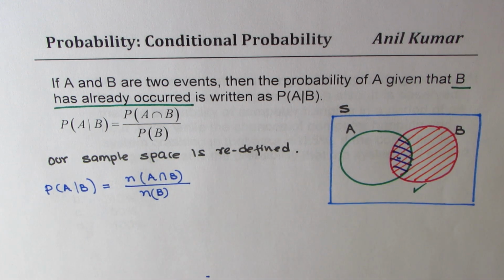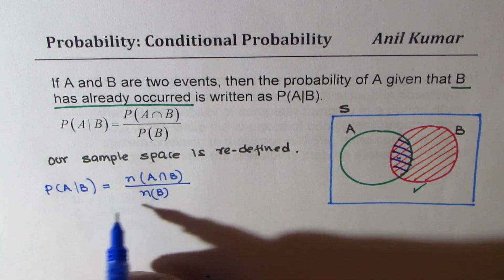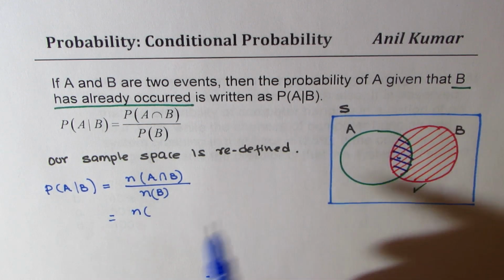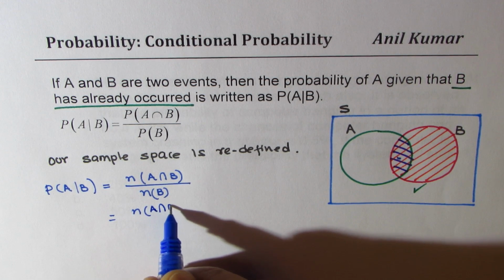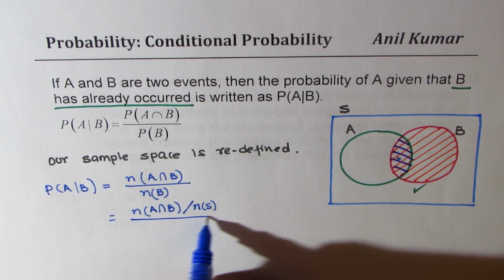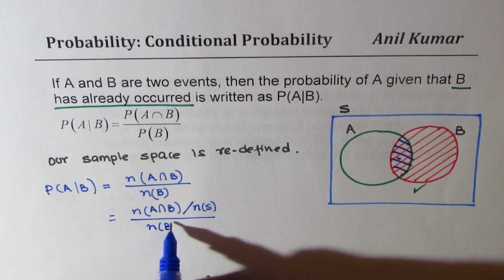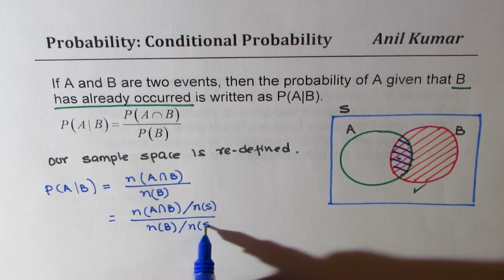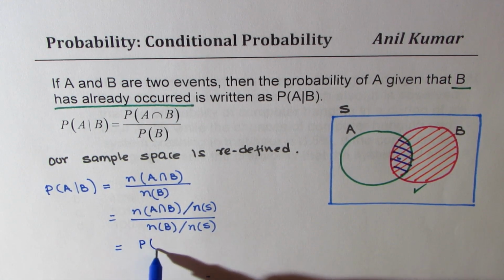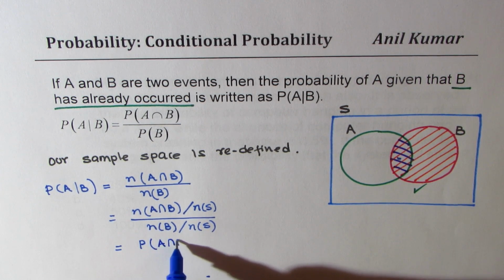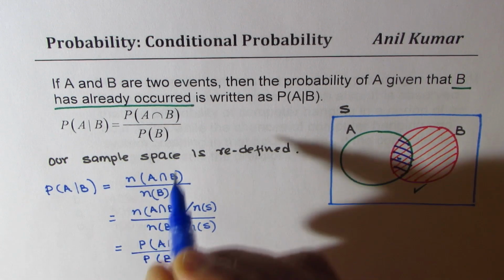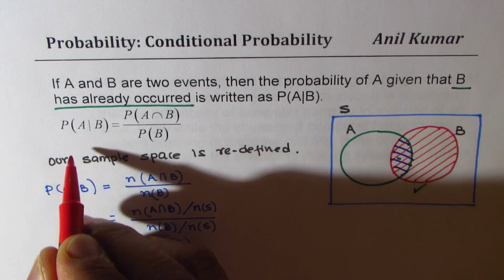So that is how you could actually see it. Now if I divide both numerator and denominator by the number of elements in the sample space, what do I get? That is to say, if I divide this by the number of elements in the sample space and also the number of elements in B by the number of elements in the sample space, then what I get really is probability of A intersection B divided by probability of B. So that is the formula which we have right there.